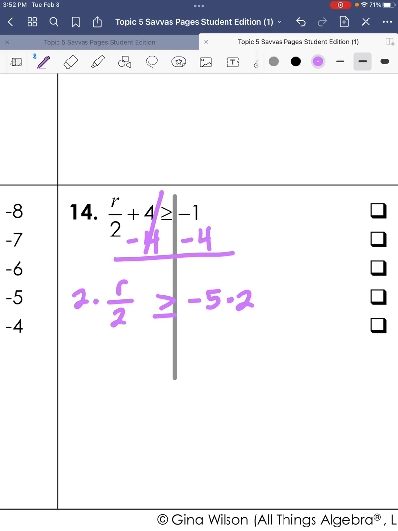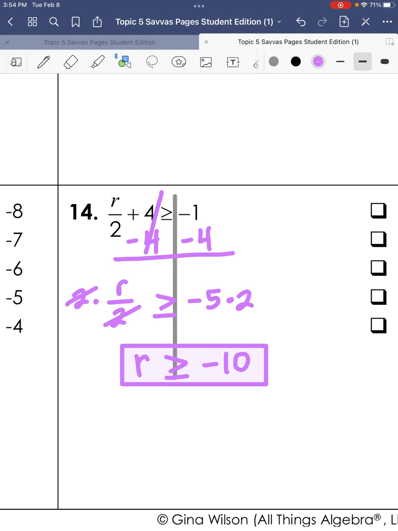Now I'm multiplying by 2. Does that change my sign? No. So it's still going to be greater than or equal to. On the side with the r, the 2's cancel out. R comes down, it's by itself. On the other side, I've got negative 5 times 2, which is negative 10. So r is greater than or equal to negative 10 is our solution.